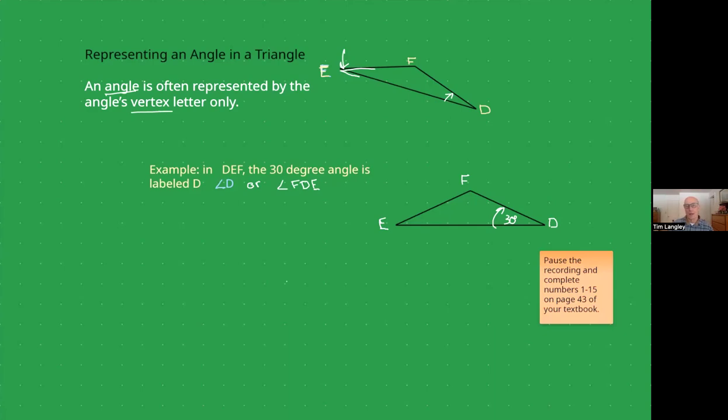An example in DEF: the 30-degree angle is labeled D or FDE. So we're looking at this angle right here. It could be angle D, or angle FDE, and you'll remember the one you put in the middle is the actual angle that we're looking at.